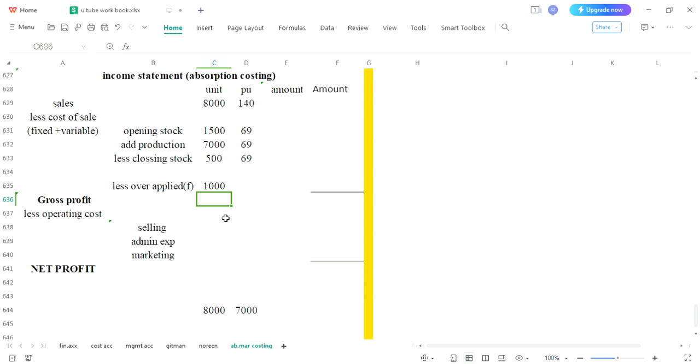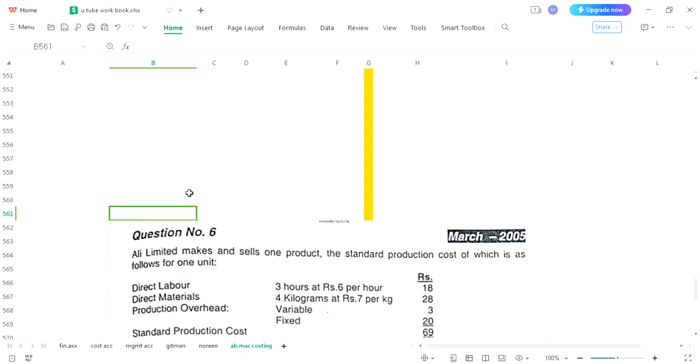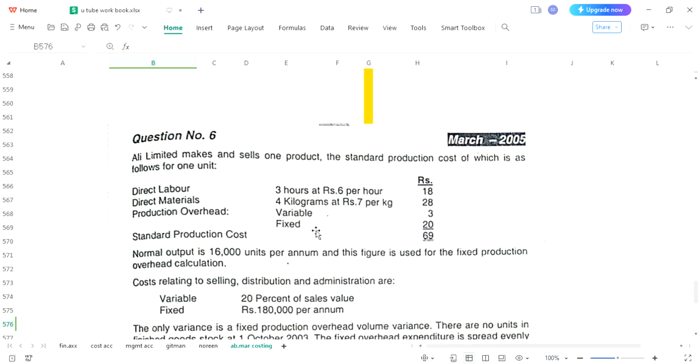It means it is under production, and under production will be added, add under applied, and it is purely associated with fixed cost. So go to the question and see that fixed cost is separately mentioned over here, which is 20.